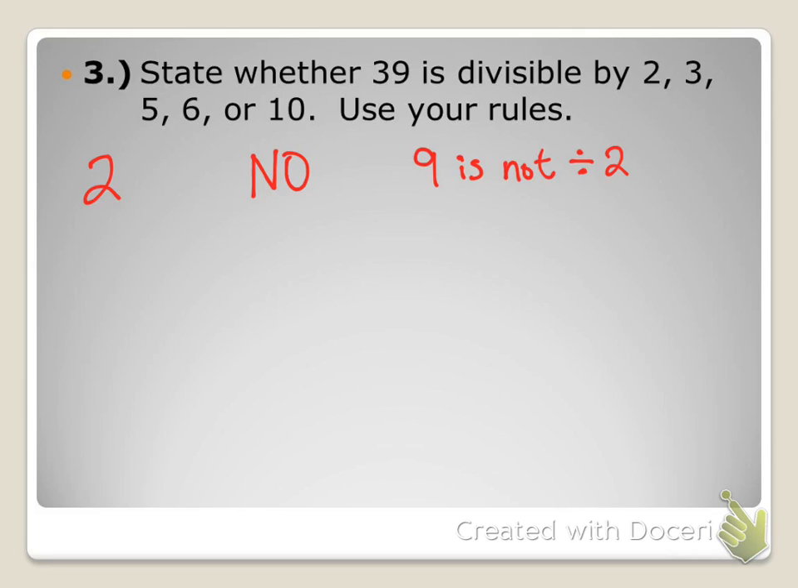All right, our next number is a 3. Is 39 divisible by 3? Yes, why? Good. So you could say 3 plus 9 equals 12. 12 is divisible by 3. You don't have to put what that equals, but you can if you want to.